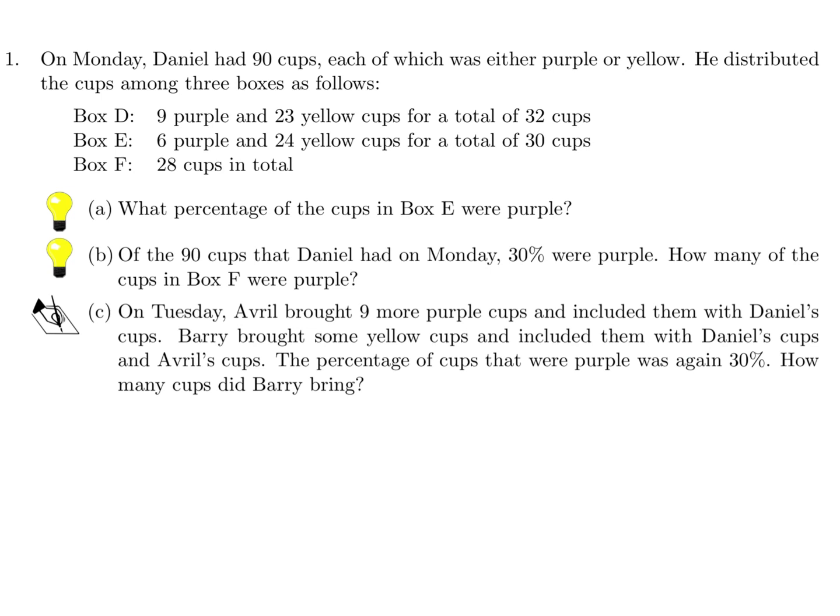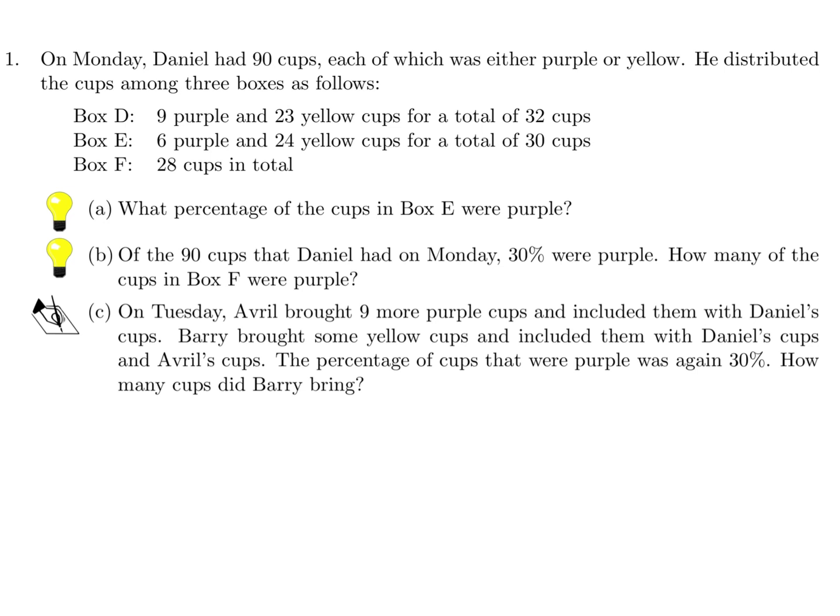On Monday, Daniel had 90 cups, each of which was either purple or yellow. He distributed the cups among 3 boxes as follows. Box D, 9 purple, 23 yellow. Box E, 6 purple, 24 yellow. And box F, 28 cups. What percentage of the cups in box E were purple?